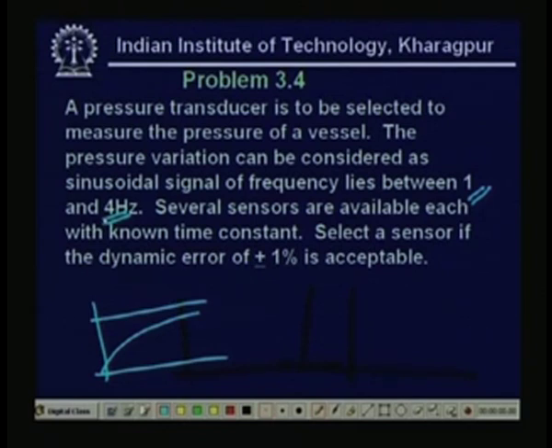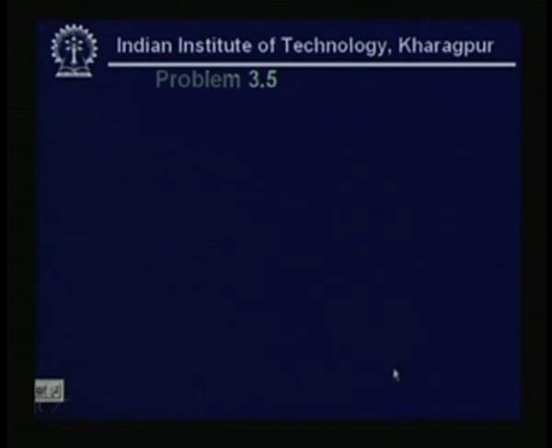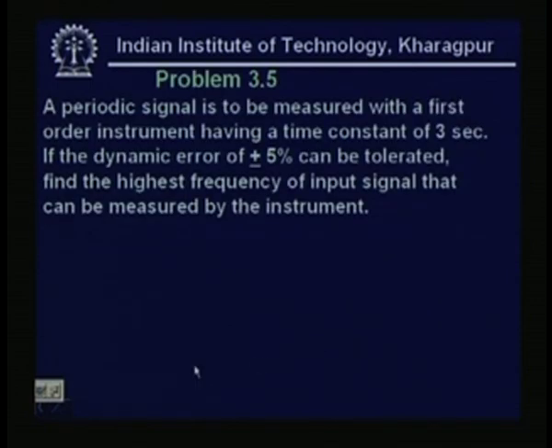This I will solve in the next class. Now, let us look at 3.5. A periodic signal is to be measured with a first order instrument having a time constant of 3 seconds. If the dynamic error of plus minus 5% can be tolerated, what is the highest frequency of the input signal that can be measured by the instrument?